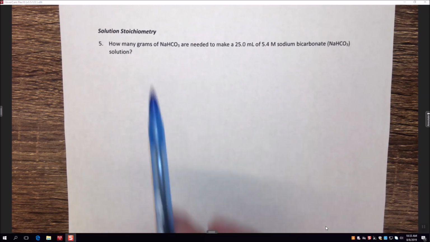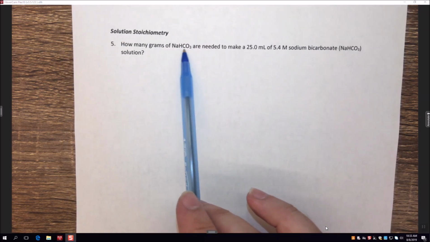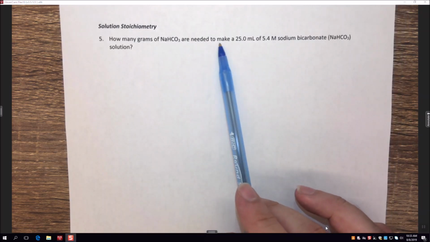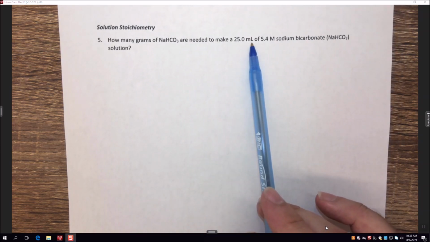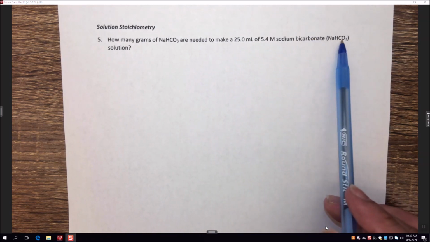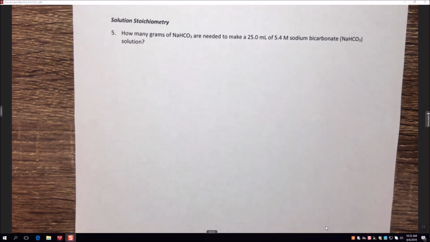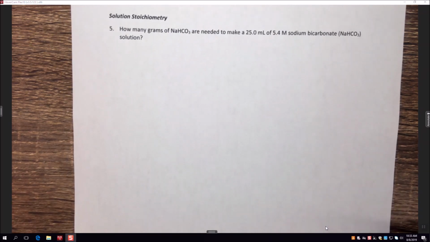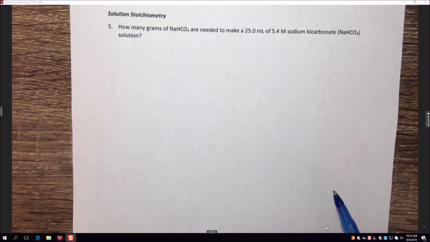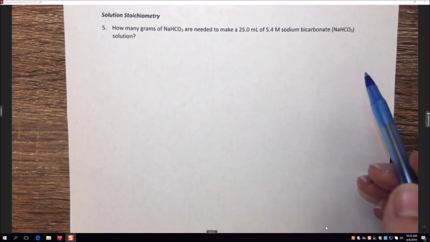So in this case, it wants to know how many grams of NaHCO3, which is called sodium bicarbonate, are needed to make 25 milliliters of 5.4 molar sodium bicarbonate, NaHCO3, it clarifies here, solution. So we need to know what we're starting with, what we're going to convert to, and what we're going to end with. In this case, we're starting with our 25 milliliters of solution.